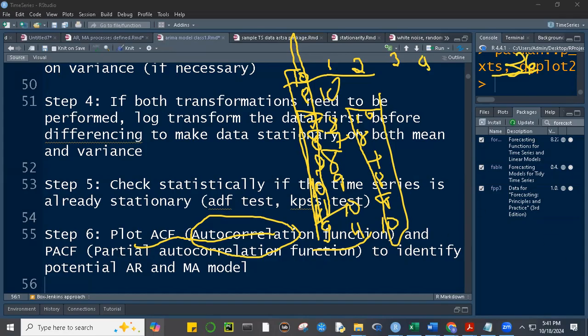So gusto natin malaman yung pang 36, 36 days ago, na-affect ba niya yung up to now, di ba? So pwedeng wala, kasi masyado nang malayo yon. Okay? So yan, autocorrelation at log 1, log 2, log 3, log 4, etc.